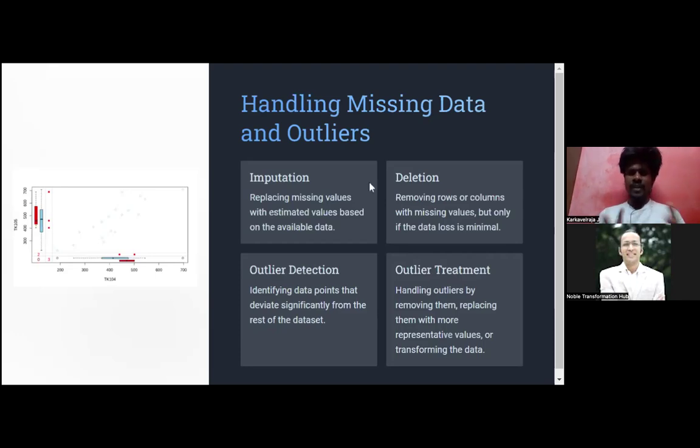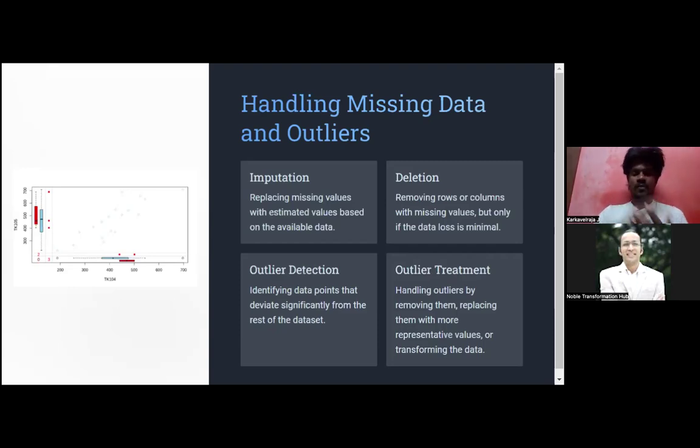So we have different ways of handling missing data and outliers. First is imputation. Okay, replacing missing values with estimated values based on available data, like using mean, median, mode, we can just replace the existing data. Okay, deletion: removal of rows and columns with missing values, but only if the data loss is minimal. Whenever you have minimal loss, then you can use deletion.